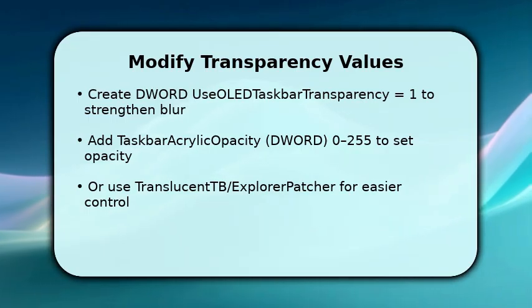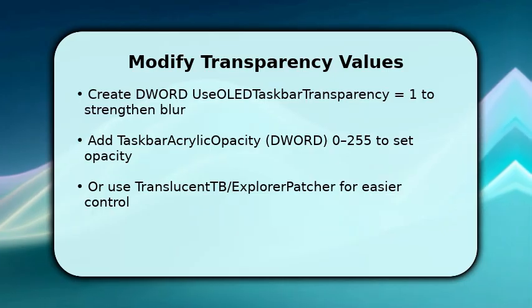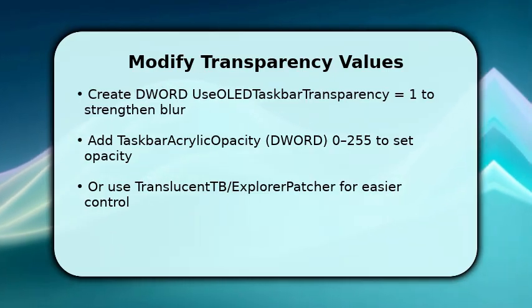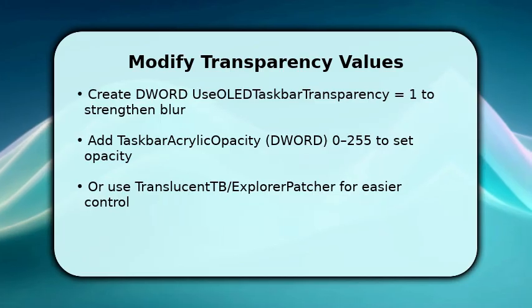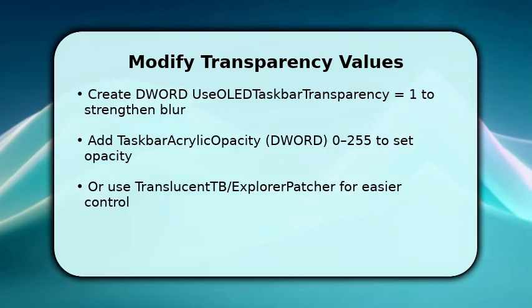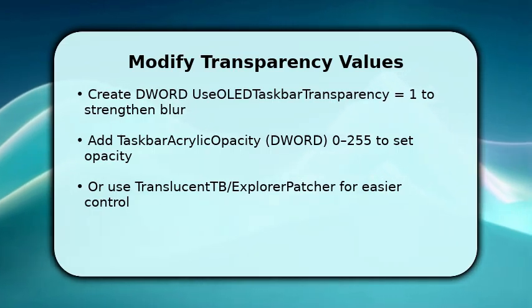Create or set UseOLEDTaskbarTransparency to 1 to enable the stronger acrylic effect, and add TaskbarAcrylicOpacity as a DWORD with a value between 0 (clear) and 255 (opaque) to dial transparency. Make sure you place these values under the correct Explorer key.